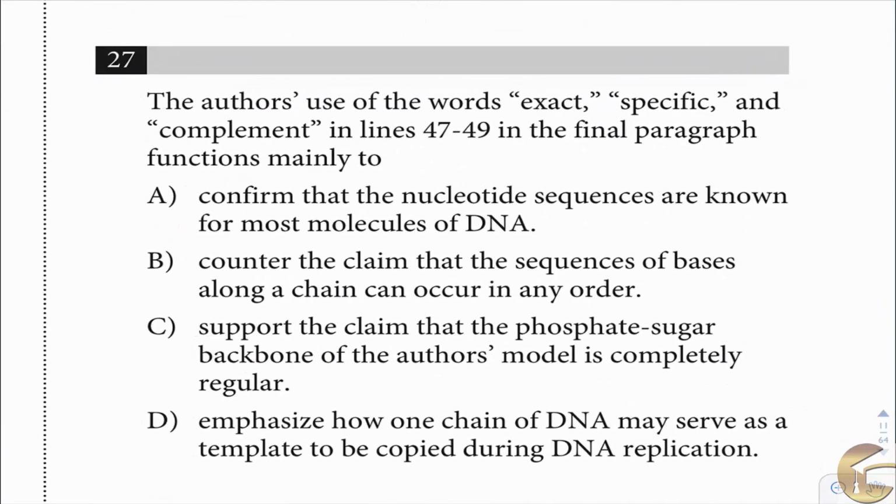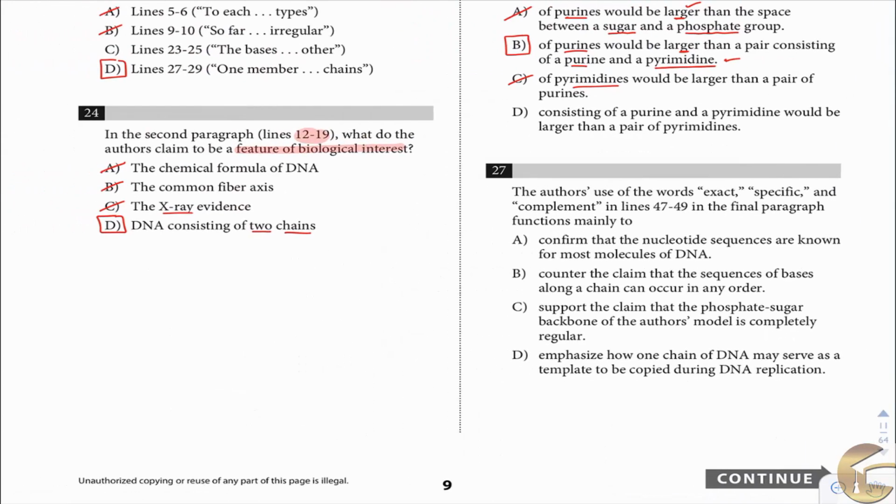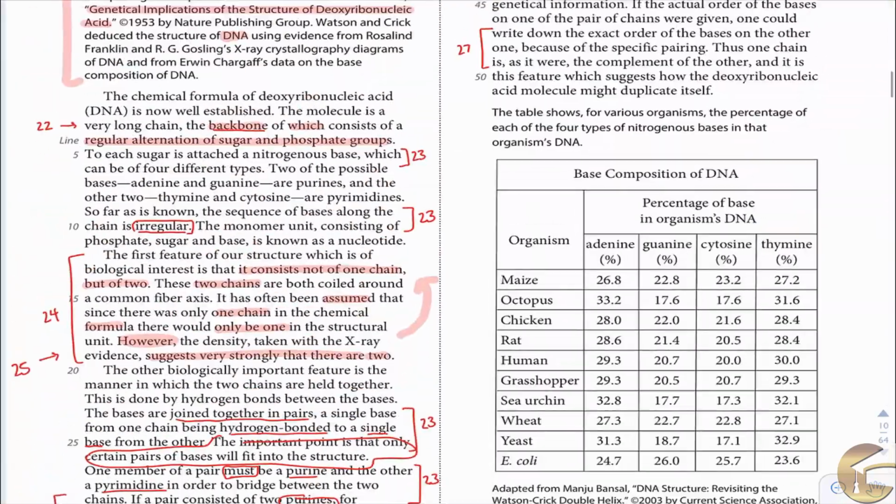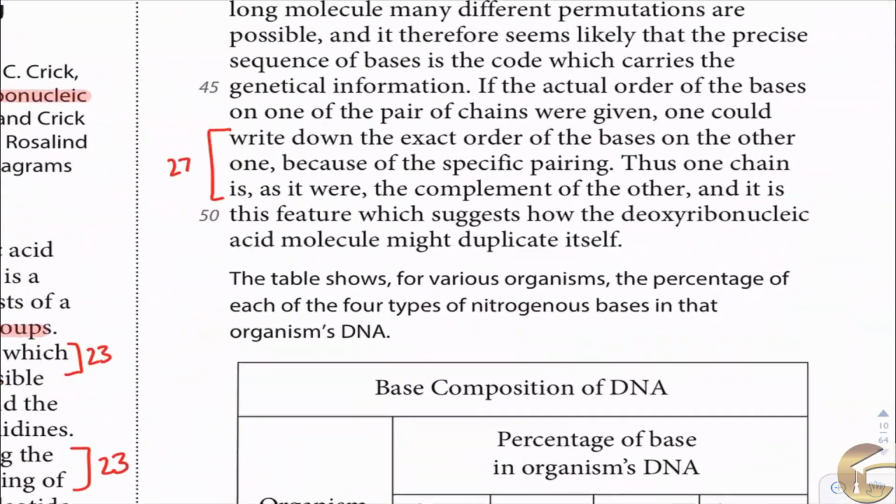Number 27 says the authors used the words exact, specific, and complement in lines 47 through 49. In the final paragraph, that functions mainly to what? So what's the purpose of using those specific words? So that's what we're going to be looking for on number 27. So reading really that final paragraph, honestly, I want to see what is the main idea of that final paragraph so I know why you would use words like exact and specific. So with that being said, let's go ahead and check these out.